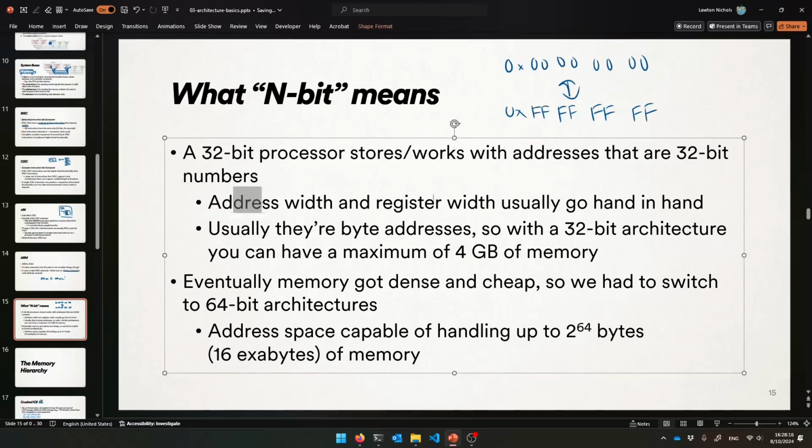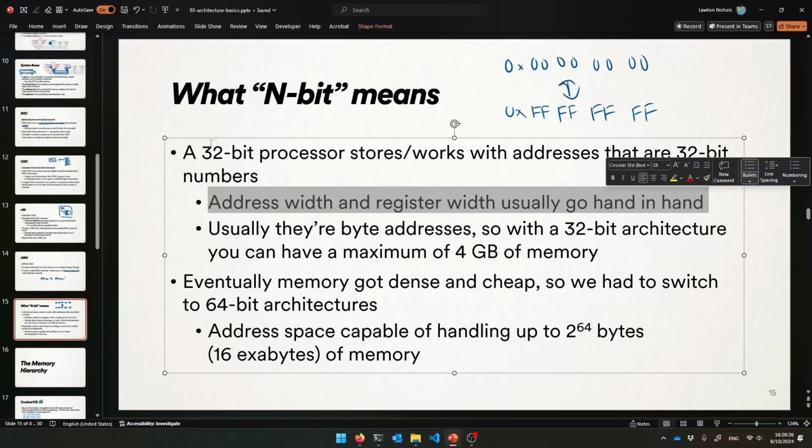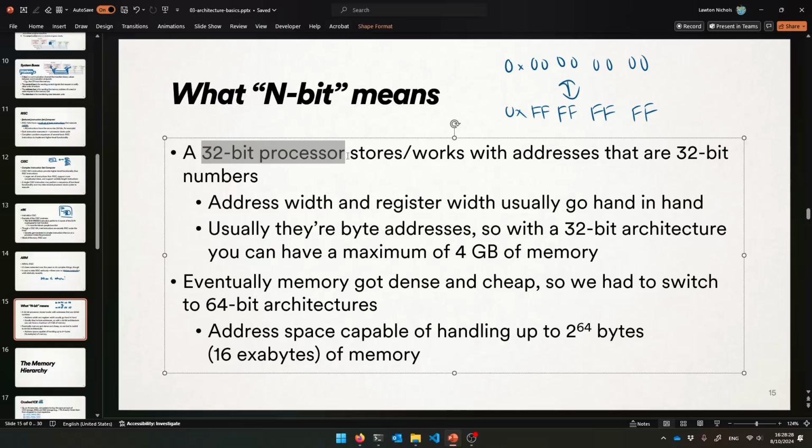have. So address width and register width go hand in hand, because inside of registers, you want to use those to load from memory, and you need to have an exact address in a register, and so every register in a 32-bit processor better hold at least 32 bits. So that's why they go hand in hand. That's why in our 64-bit ARM architecture, all of our registers hold 64 bits, because they need to be capable of holding a 64-bit address. That's what's going on there.